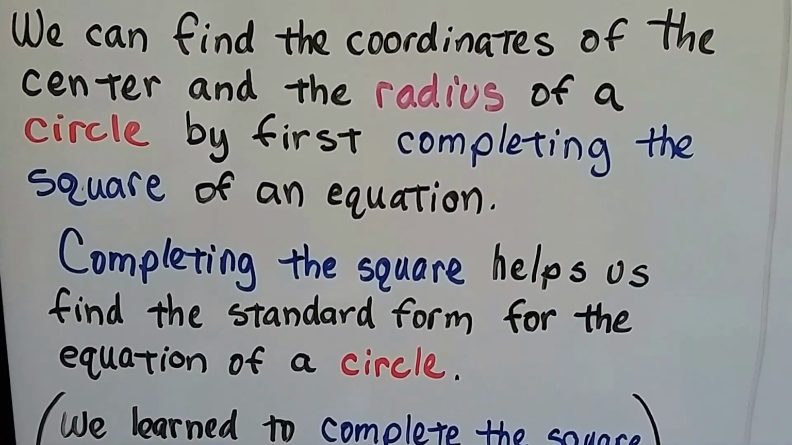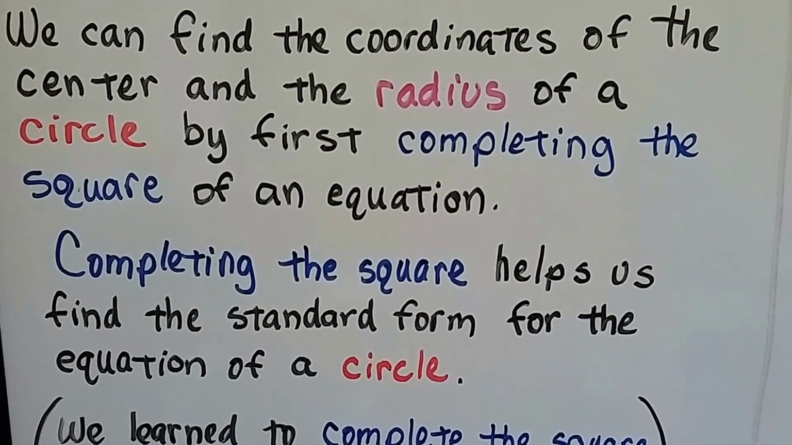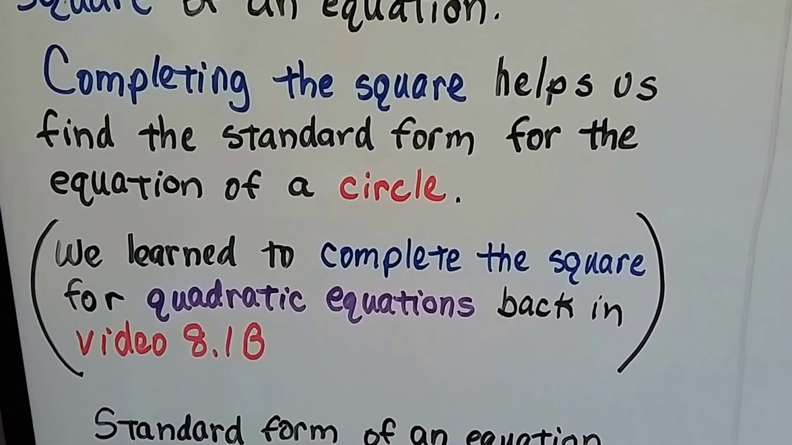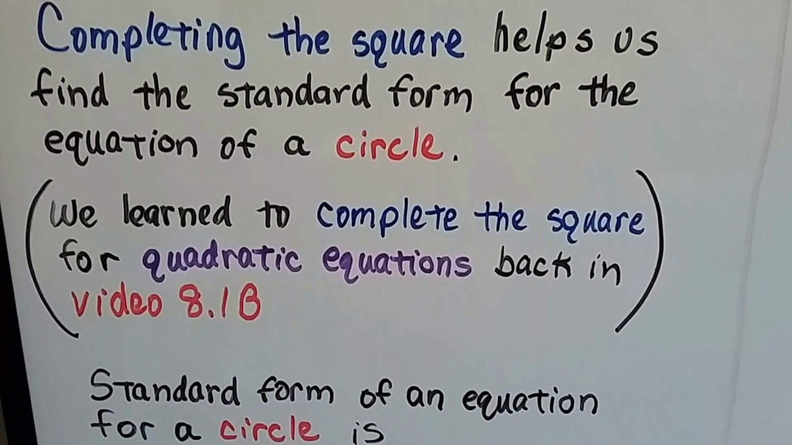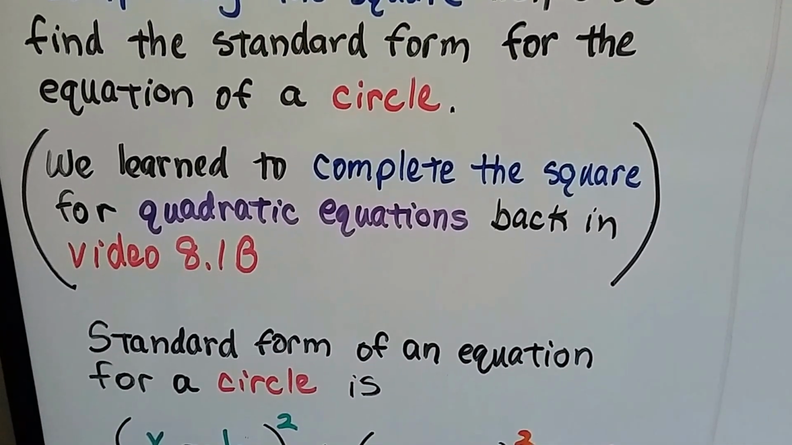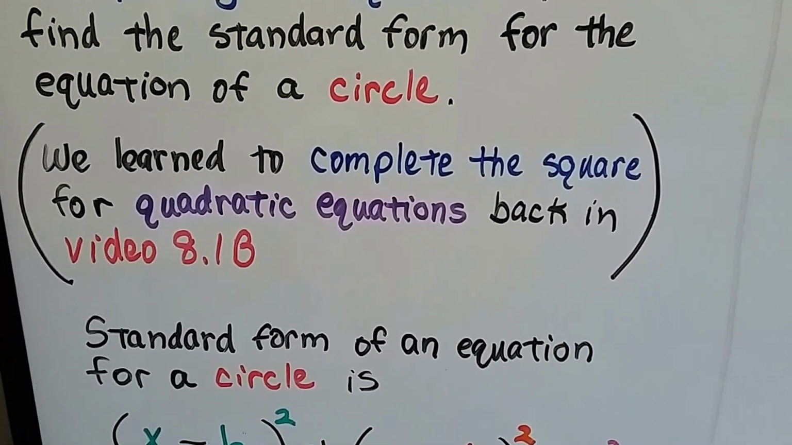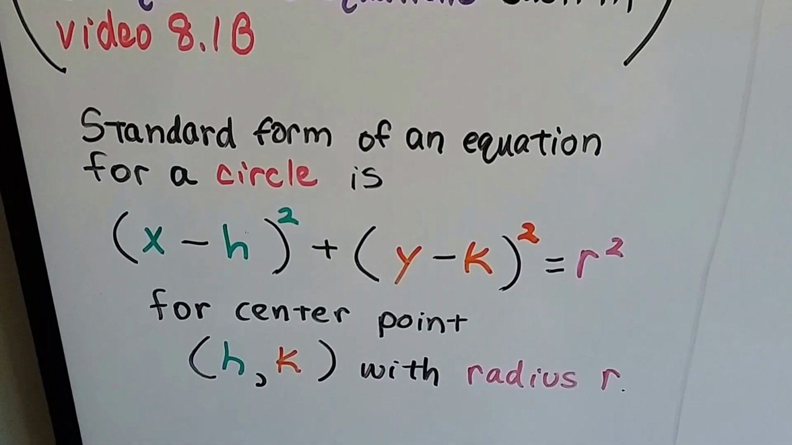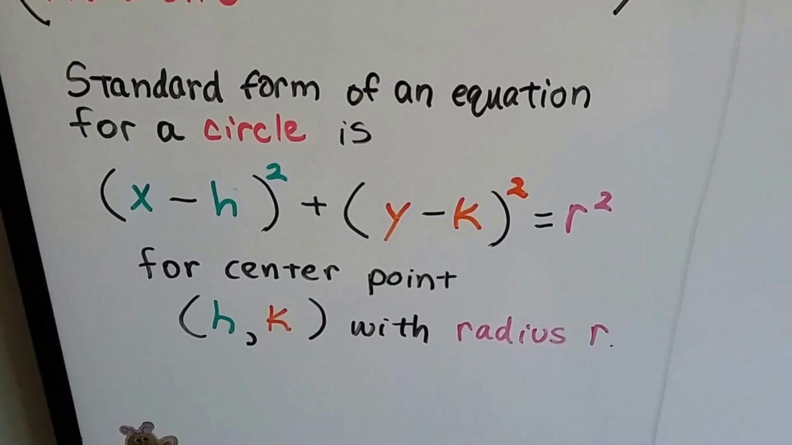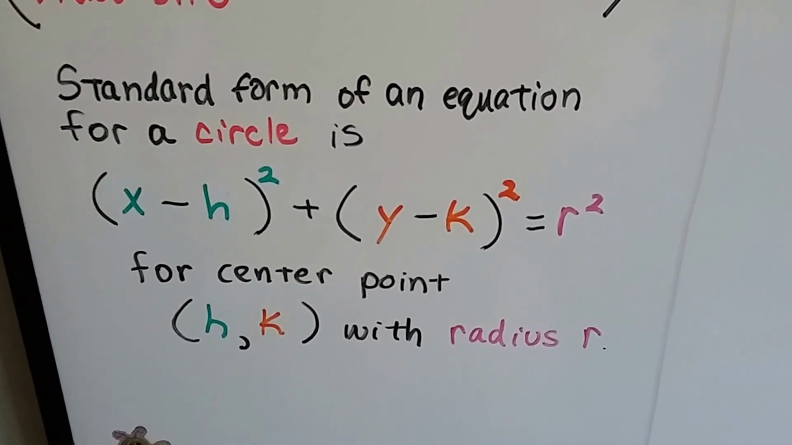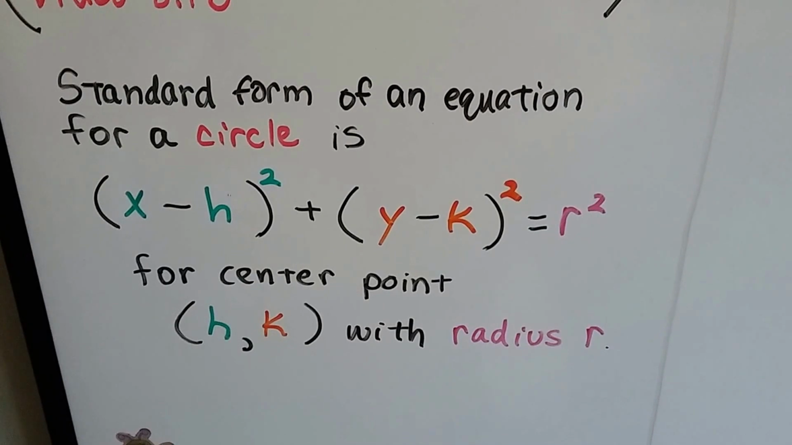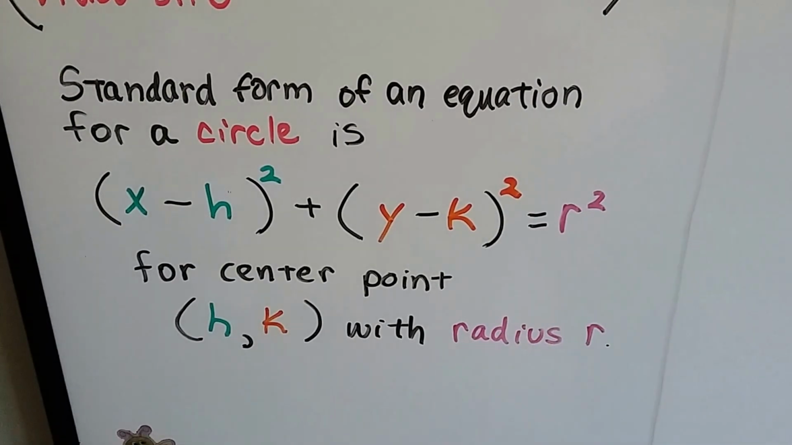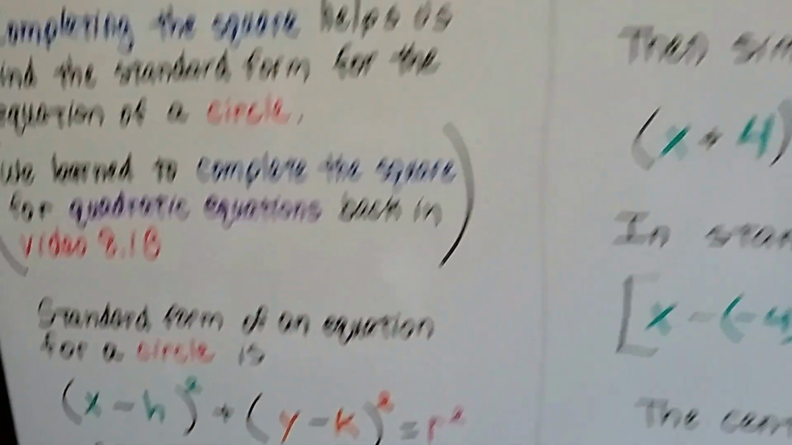We can find the coordinates of the center and the radius of a circle by first completing the square of an equation. And completing the square helps us find the standard form of the equation of a circle. We first learned how to complete the square for quadratic equations back in video 8.1b. There's going to be a link to that one too in case you need a refresher. The standard form of an equation for a circle is the square of x minus h plus the square of y minus k equals r squared. It's for the center point (h, k) with radius r. That's what we talked about in the last couple videos.